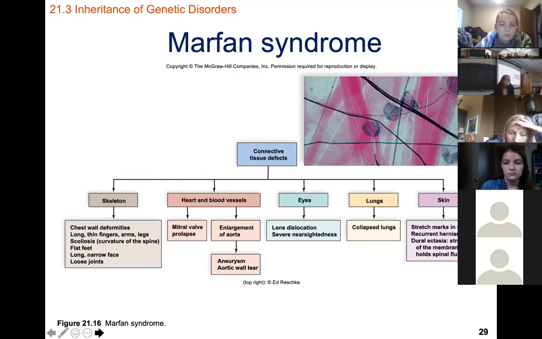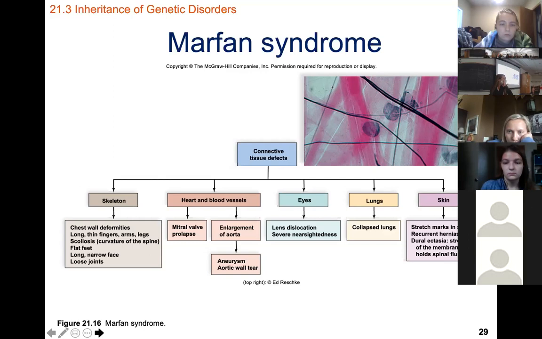And because of that, you can have an aneurysm or an aortic wall tear. Just think of that wall or that aortic valve in your heart and it just being weakened. It's going to cause some malfunctions there. Your eyes, your lens dislocation, you can have severe nearsightedness. Does anybody know what the difference between nearsighted and farsighted means?